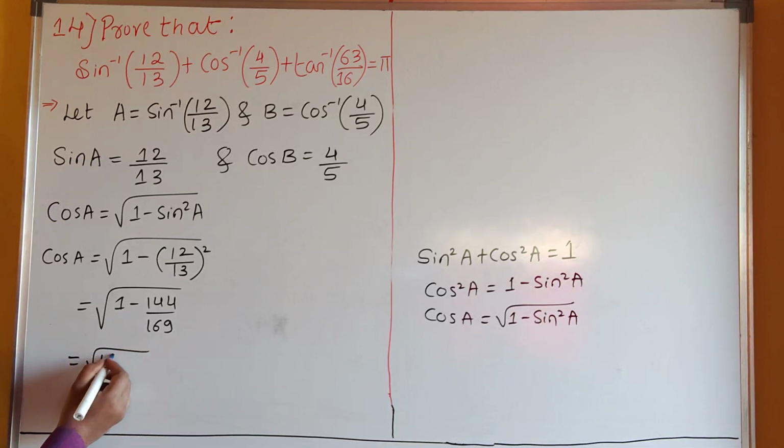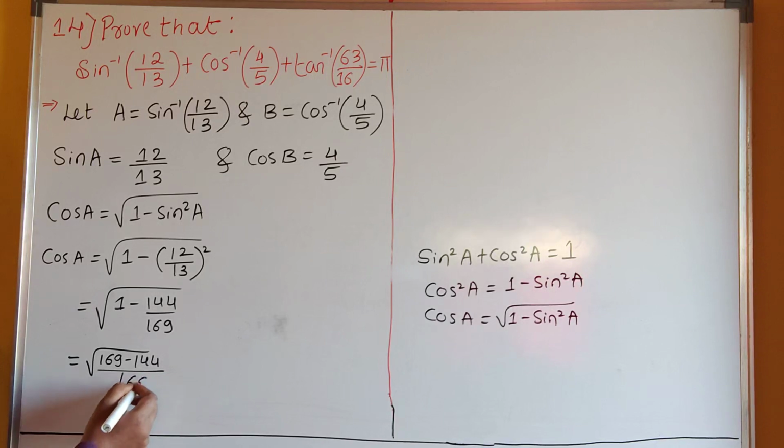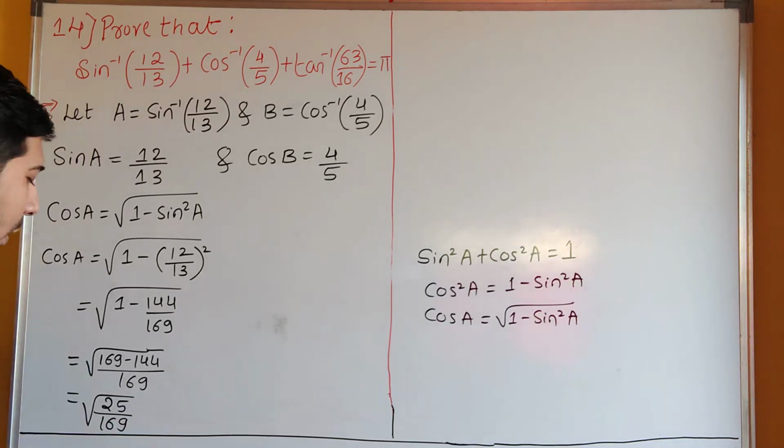169 into 1, 169 minus 144 divided by how much? 169. If you subtract them, 169 minus 144 is how much? That is 25, divided by 169, dear students. Clear? So how much will you get here?